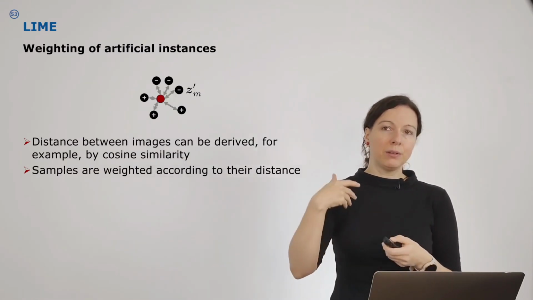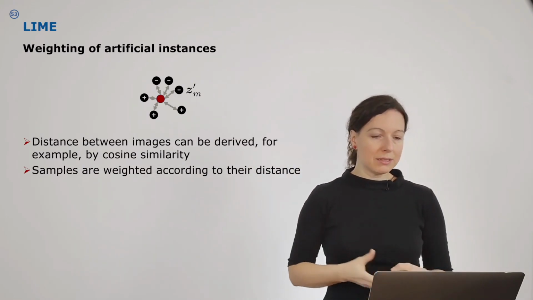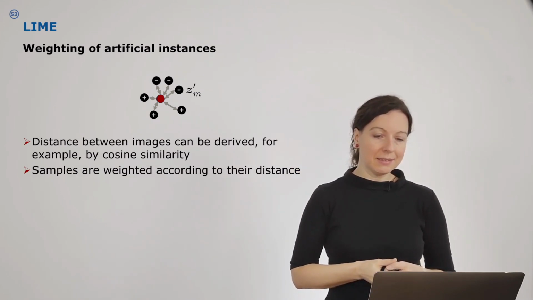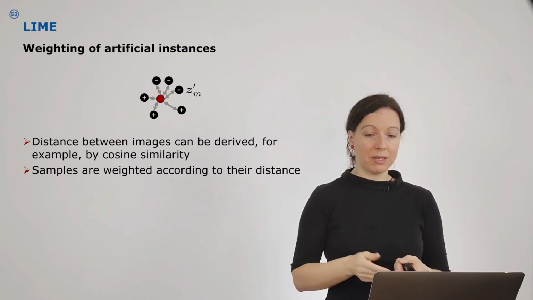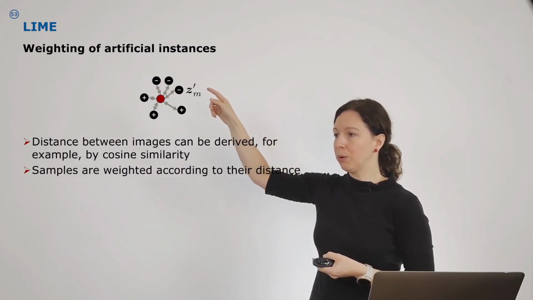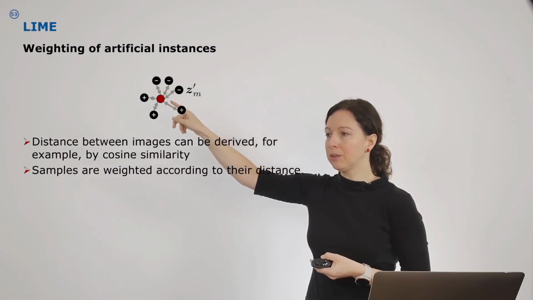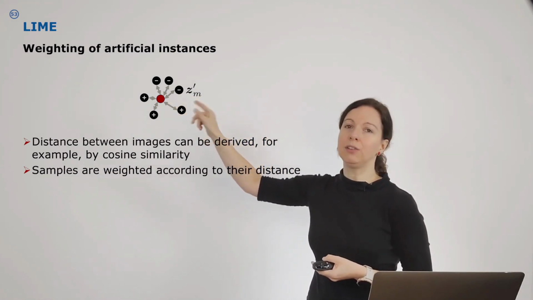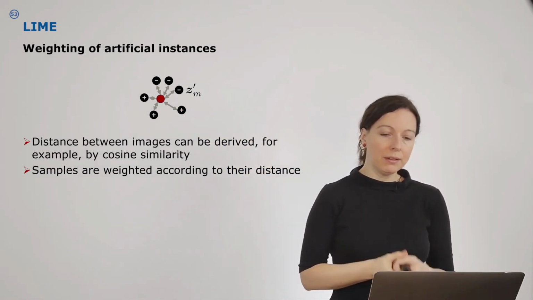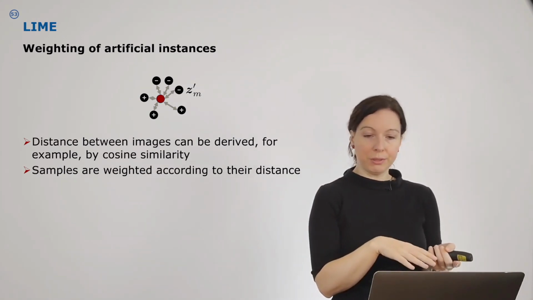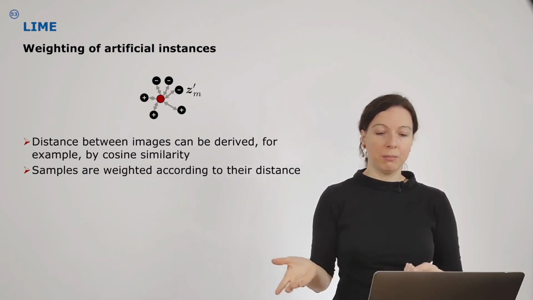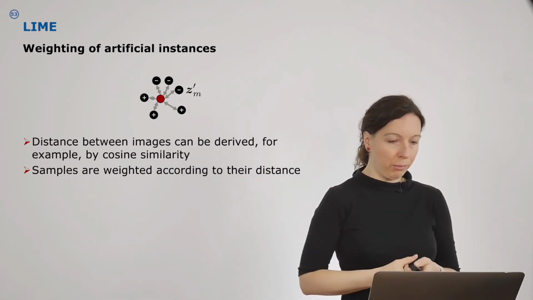Again, the next step is the weighting of the artificial instances, and again, one image is represented by the vector set m prime. So this is one perturbed sample, and because these are images, it's a good idea to use the cosine similarity, the cosine distance between each perturbed image and the original image. And the higher the similarity between a perturbed image and the original image, the bigger its weight and its importance.